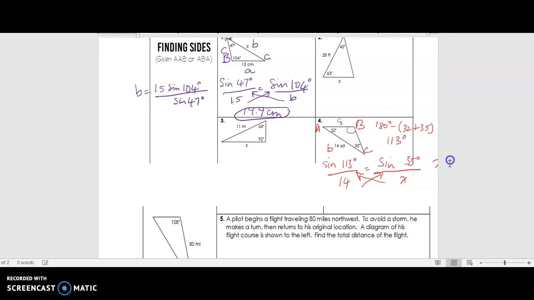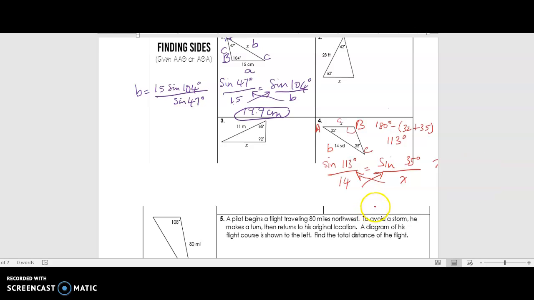So x would be 14 sine 35 degrees over sine 113 degrees. All of this would be about 8.7 yards, rounding off to the nearest tenth.